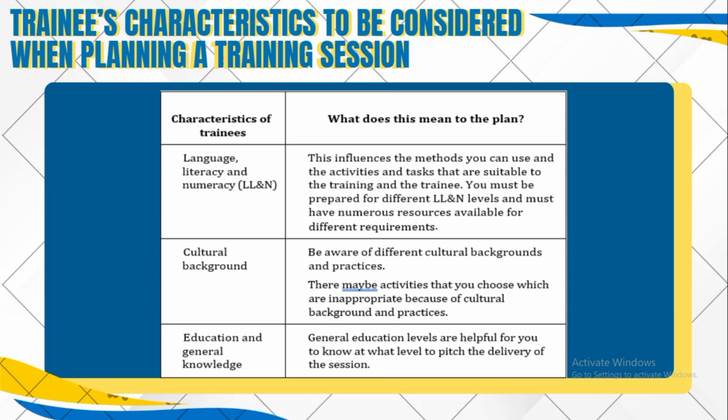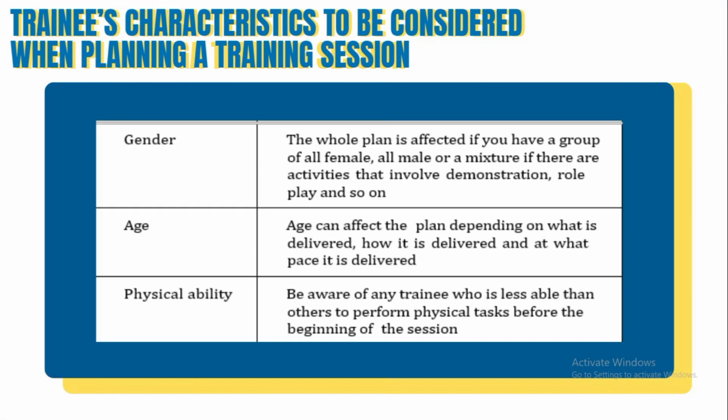Third is the education and general knowledge. This tells us what level to pitch our delivery so it's neither too hard nor too simple. Next is the gender and age. This affects our physical activities, group dynamics, and the overall pace of our delivery. The whole plan is affected if you have a group of all female, all male, or a mixture, if there are activities that involve demonstration, role play, and so on.